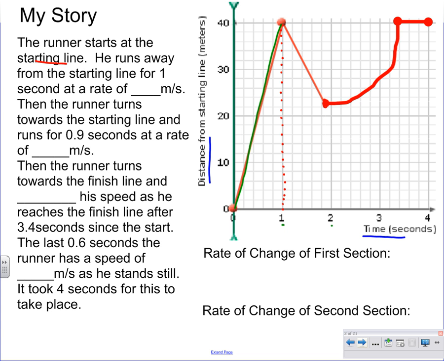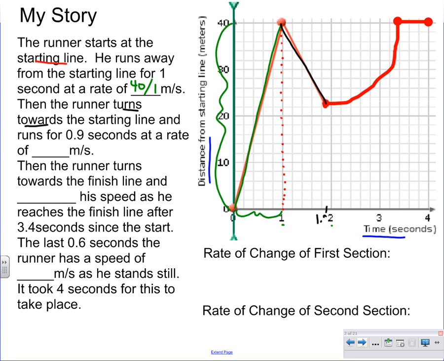And I can say what his rate of running is. So over 1 second, he has traveled 40 meters. So in other words, he's traveling 40 meters per second. Then I see that my runner is now decreasing his distance from the starting line. So I'm saying that he has turned towards the starting line. And he's running this time for what appears to be about 0.9 seconds, because it didn't make it all the way to 2 seconds.